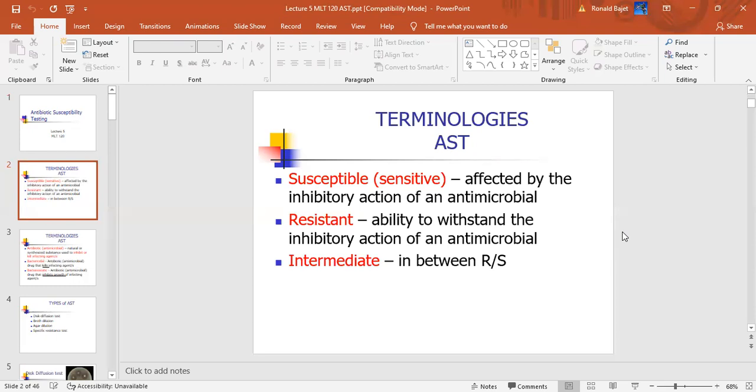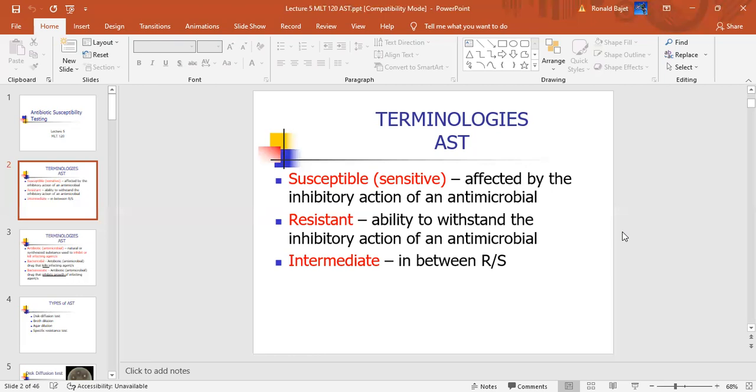Okay, so they're susceptible. And then I'm going to get into MICs, which is minimal inhibitory concentration, and MBC, minimum bactericidal concentration. But in general terms, susceptible and sensitive means that the organism is affected by an antibiotic. Resistant means that the organism is not affected, it's able to withstand the inhibitory effect of an antimicrobial.